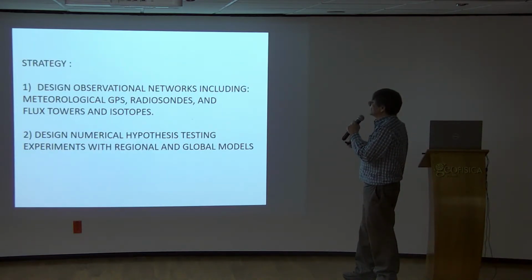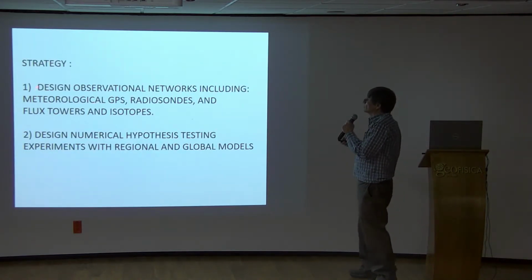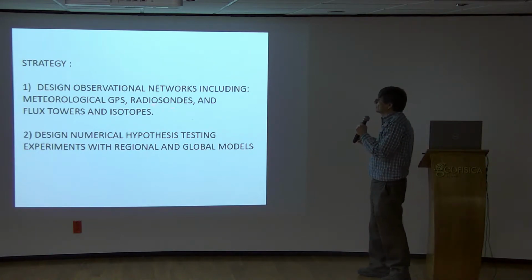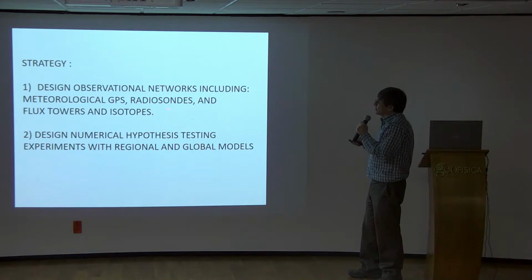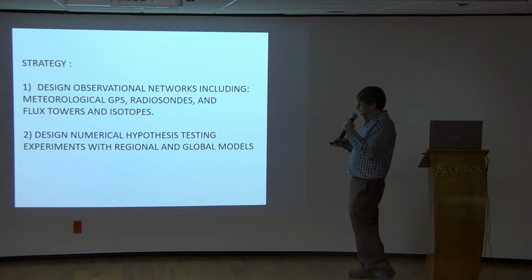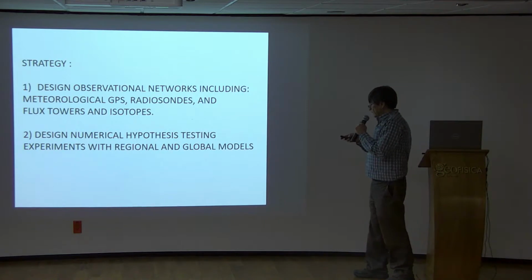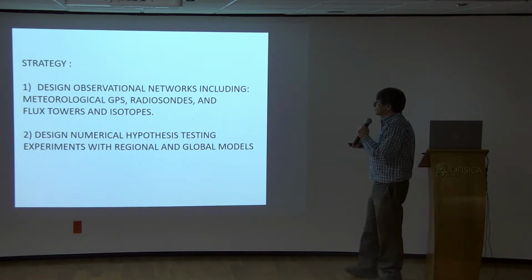So we want to design an observational network which includes GPS, meteorological GPS, radiosondes, flux towers, and isotopes. This is the ideal case. When David and I went to Sonora, we were left with only GPS and radiosondes and some measure of precipitation. Yes, these things are very costly.